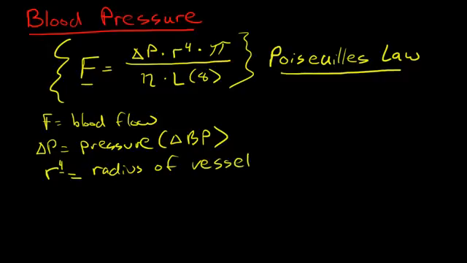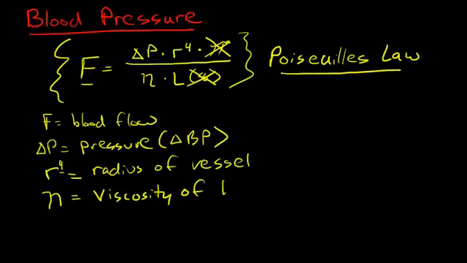Pi just stands for a constant, and we're not going to worry about that. We're also not going to worry about the 8, it just sort of balances the concept. This stands for the viscosity of the blood, and L stands for length. Now, we're just going to do a little algebra. Actually, I'll spare you all the steps in the algebra, but you can do this yourself if you wish.